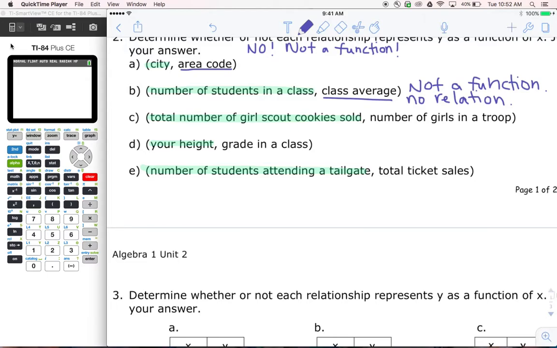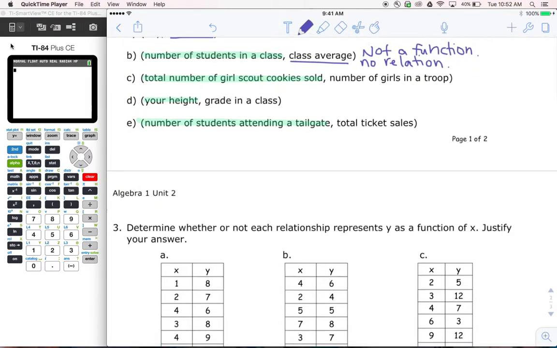C, the total number of Girl Scout cookies sold and the number of girls in a troop. Think about it this way. If you tell me that there are 21 girls in your troop, should I know exactly the number of cookies sold? Or sorry, I should have said that backwards. If you tell me your troop sold 98 boxes of cookies, should I then know the number of girls you have in your troop? No, that's not something that we can really control. So we're going to say no, not a function. One does not belong with one other thing here.